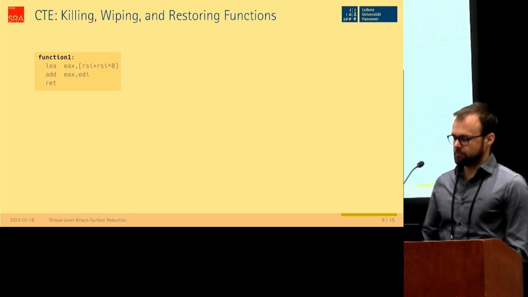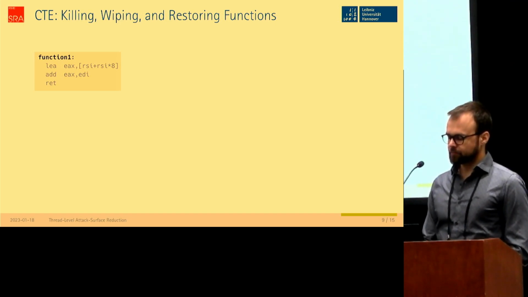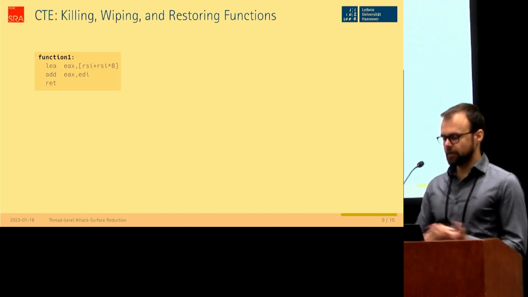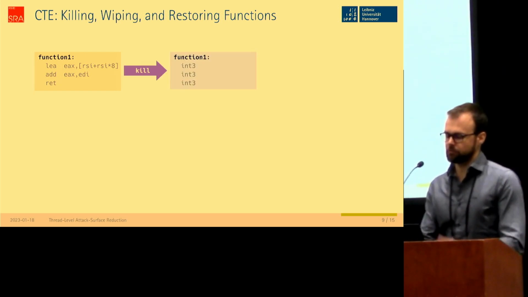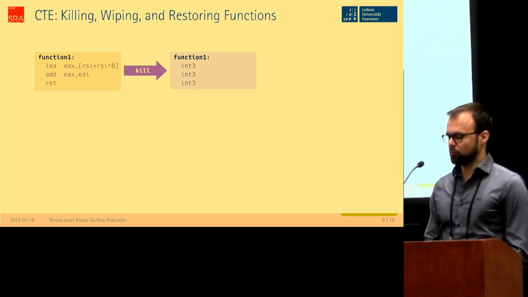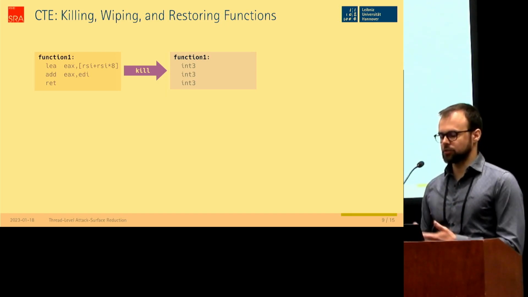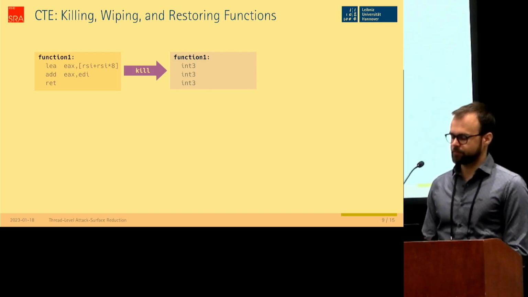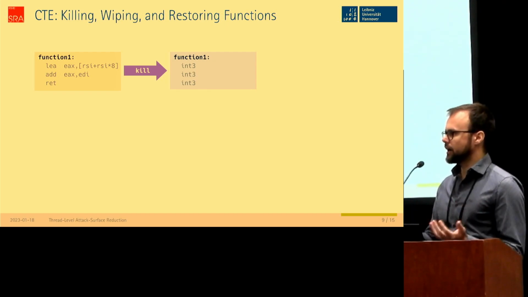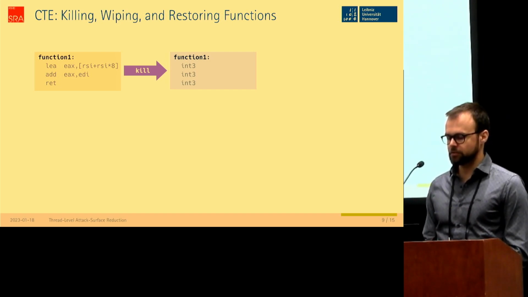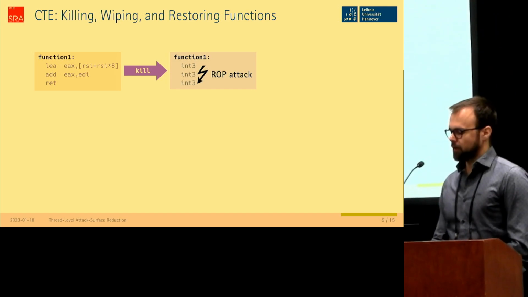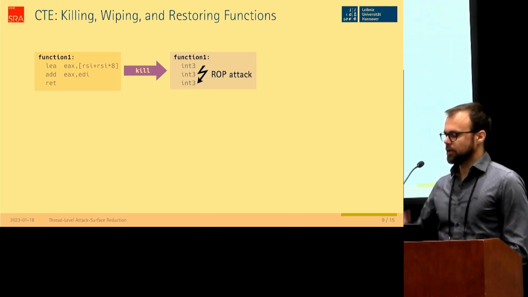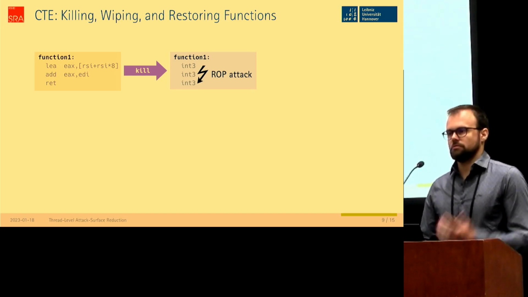So how does elimination look like? libcte has two modes of elimination. The first is called killing. If we kill a function, we remove it for this thread without the possibility to lazily reload it. So killing means the entire function is replaced by trap instructions. If an attacker now tries to use some code inside this function, the trap triggers and the program crashes.